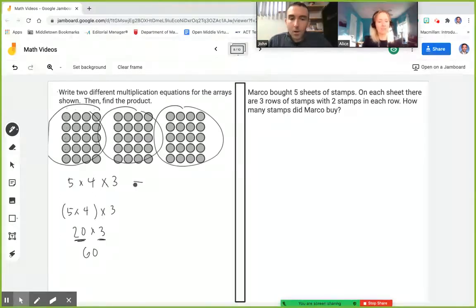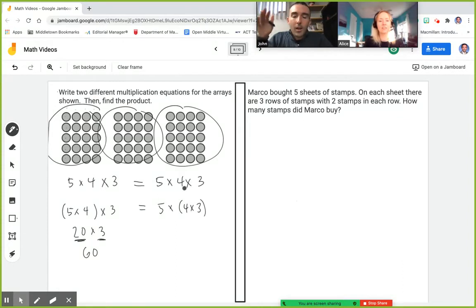Another equivalent way to do this is to also do 5 times 4 times 3, but just change the order that I prioritize multiplying. So instead of doing it at the array level, maybe I'm better with smaller numbers. Maybe doing 4 times 3 is a little bit easier for me to do mentally. And in this case, 4 times 3 means I have 4 columns in one array, but I have 3 arrays. So I'm finding the total number of columns in my array. I know that 4 times 3 is equal to 12.